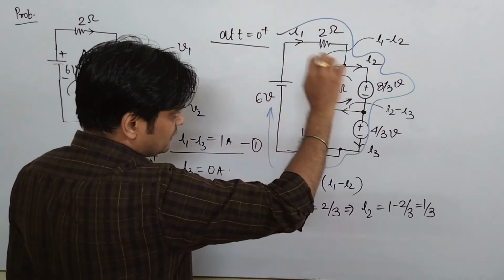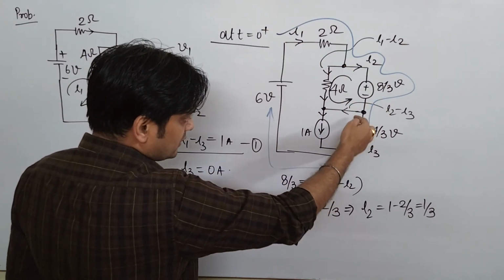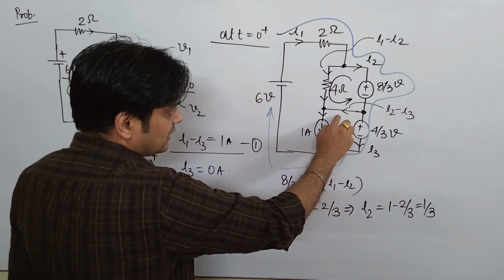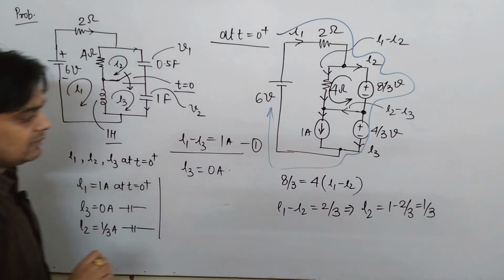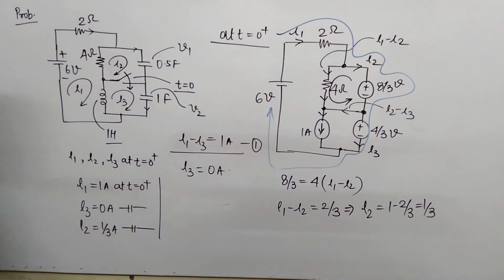This I1 is coming here, I2 is going here, so the current here is I1 minus I2. This I2 is coming here, I3 is going here, so the current here is I2 minus I3. Now both the currents added, so it will become I1 minus I3, that is equal to 1 ampere. We have got the answers. So all these values are at t equal to 0 positive. Very important problem and very good problem.